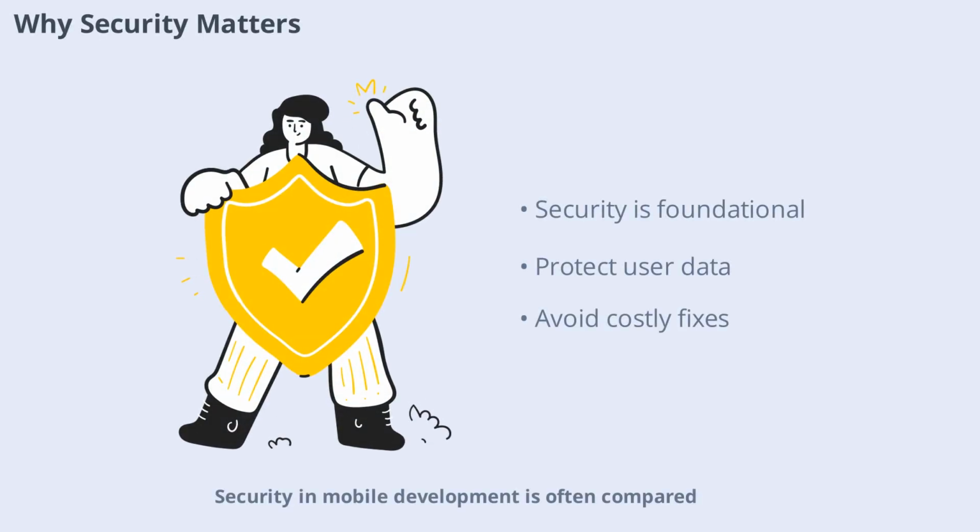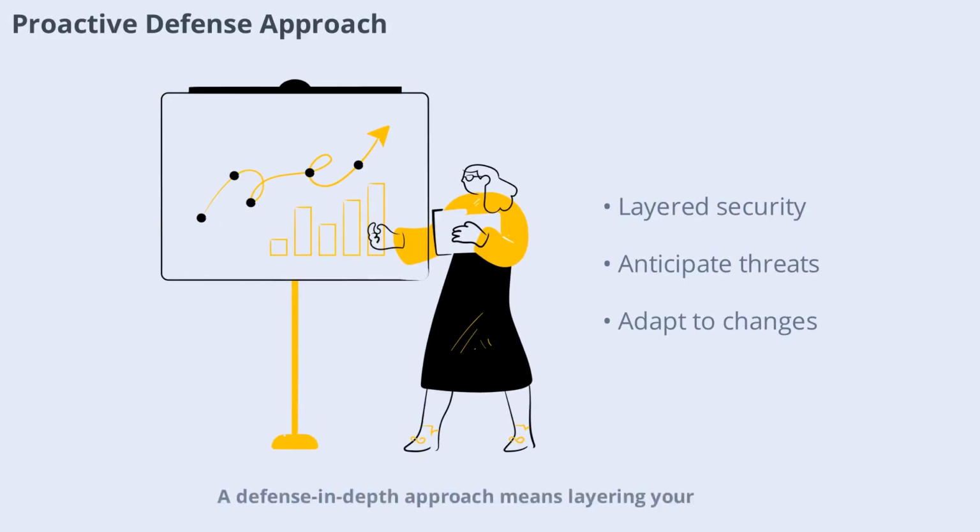Security in mobile development is often compared to insurance, something many skip until disaster strikes. But for Android engineers, the stakes are high. User data is sensitive, and breaches can have severe consequences, both for users and for your app reputation. By integrating security from the very beginning of your project, you can avoid costly fixes and ensure a safer experience for everyone. In this scene, we'll discuss why security should be a foundational part of your approach.